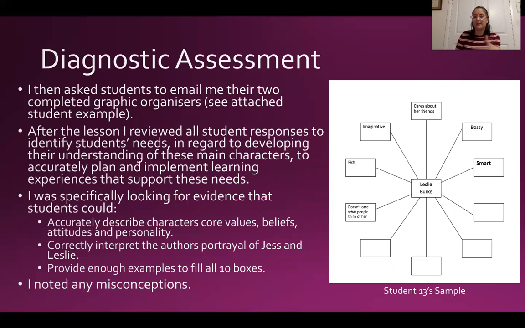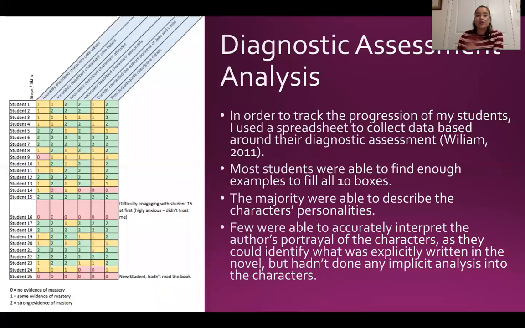So one that I've got in Student 13's example just here is bossy. And so the character of Leslie, she's quite a strong character, and she is very comfortable in herself, but she's definitely not been portrayed to be bossy. That's just obviously something that one of the students has picked up incorrectly. Okay, so then I needed to use this diagnostic assessment and analyze it and create a bit of a plan for myself.